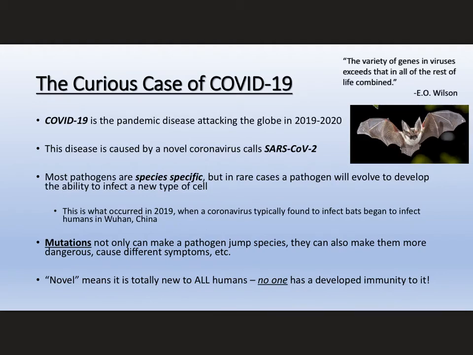The first thing I wanted to point out, I found this interesting quote from E.O. Wilson, who is a very famous biologist. He wrote the little free textbooks we use. And he says, the variety of genes in viruses exceeds that in all the rest of life combined. So what he's saying there is that viruses on our planet carry around so many different unique genes, so many different mutated variations of genes, that the genes they have outnumber everything else on the planet.